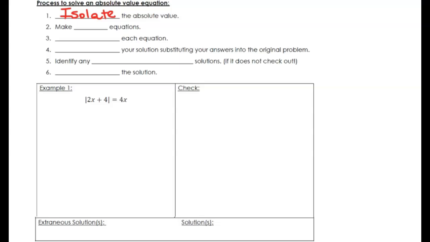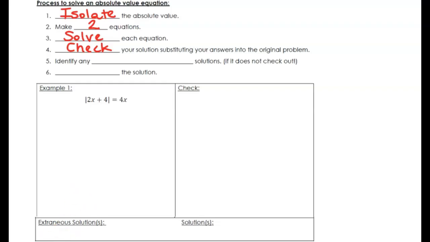Step 2 is to make 2 equations. I'll show you how to do that in a second. Step 3 is to solve each equation. So if you've made 2 equations, you're going to have to solve both of them. Step 4, you're going to check your solutions by substituting your answers back into the original problem. And once you do that, that will allow you to identify any solutions that are extraneous.